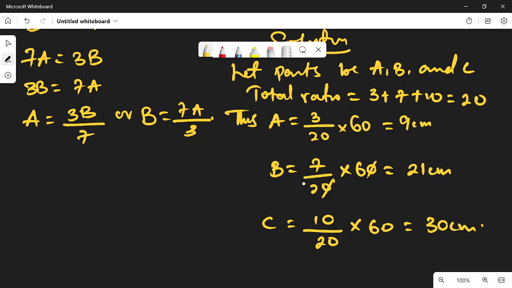So you can see now that if you have to divide the line into 3, then you are going to have 9, 21 and 30 centimeters.